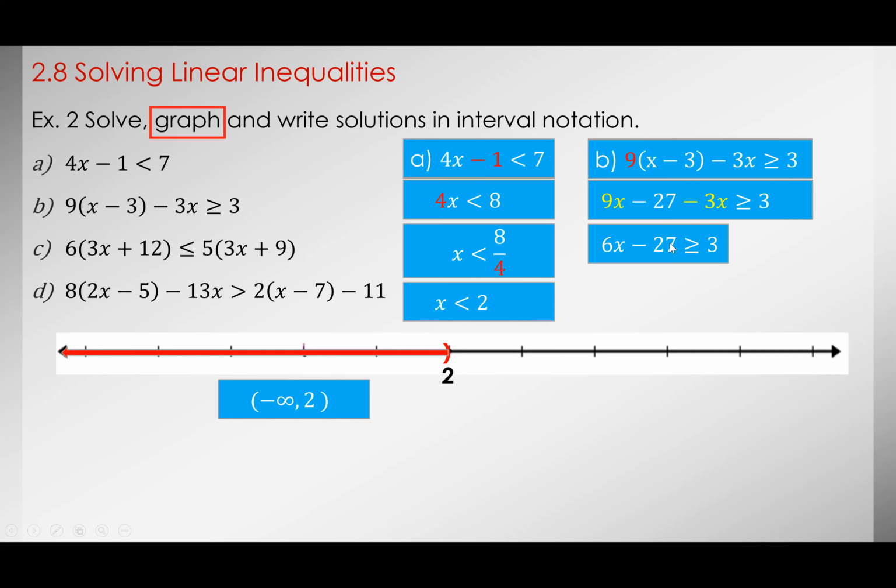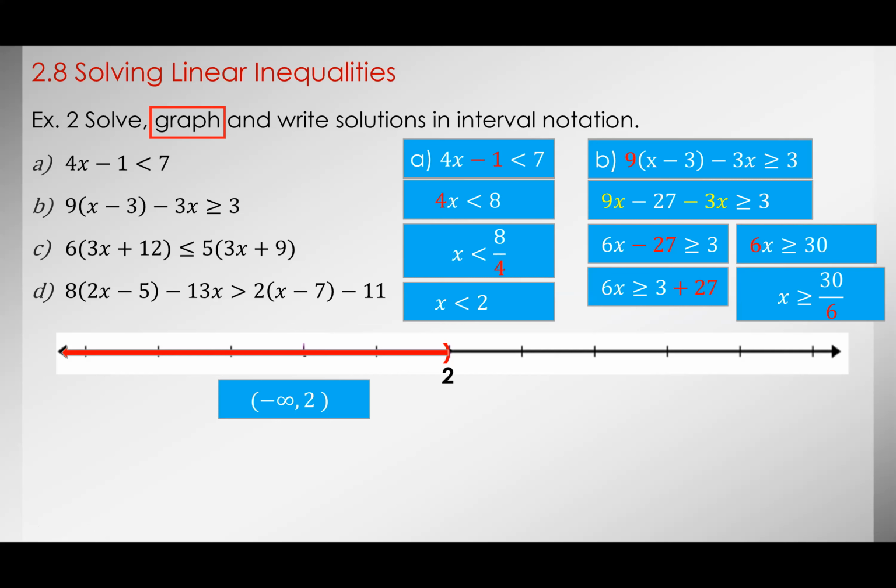We know that we need to get rid of the 27. To get rid of the 27, if it's negative on this side, I need to add it to the other side. 3 plus 27 gives me 30. Now how do I get rid of the 6? Well, if it's multiplication on one side, I have to divide on the other side. 30 divided by 6 is 5. So this is what we have. We solved this.